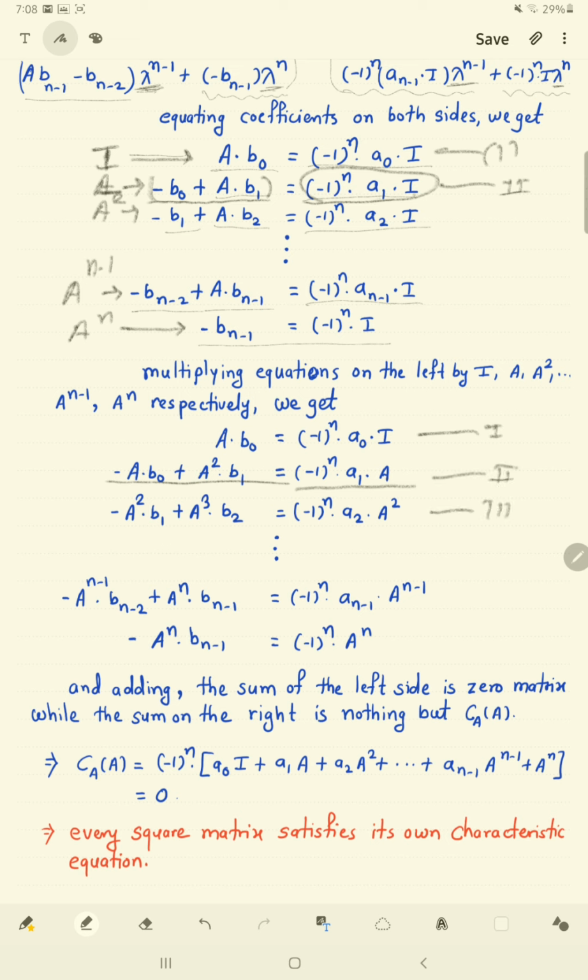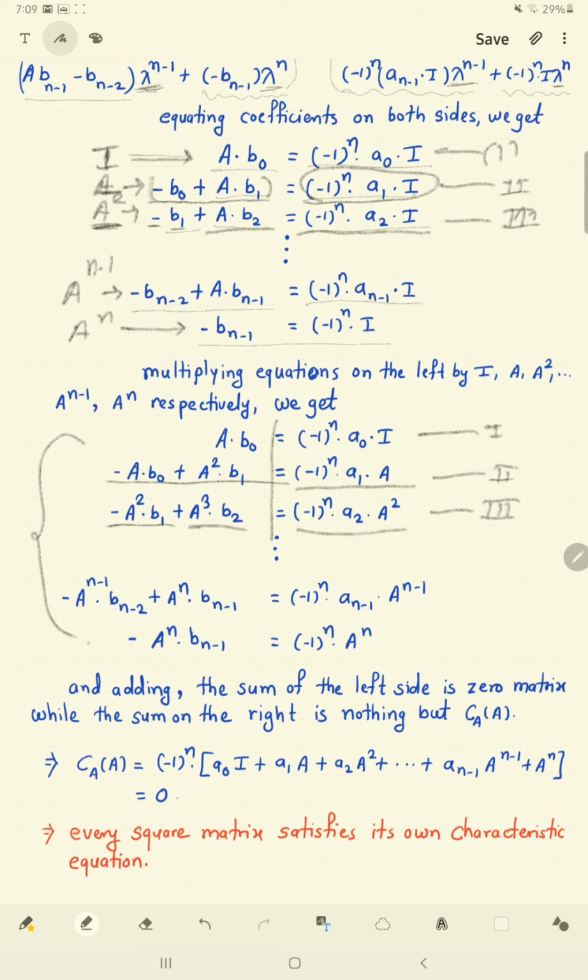Now for the third equation, I multiply it by A square, so I will get minus A square b1, A cube b2 is equal to minus 1 raised to n a2 A square. Similarly I will get all these equations.